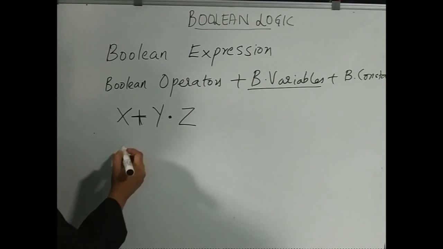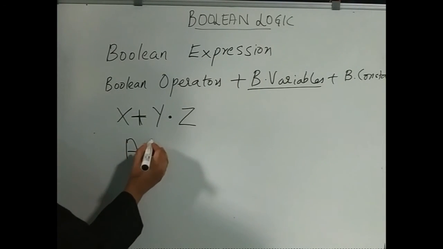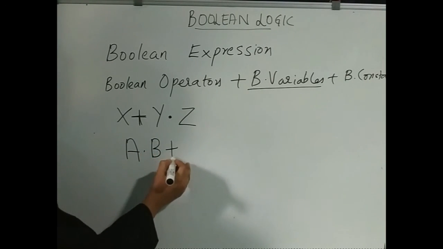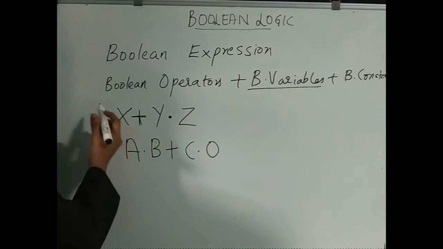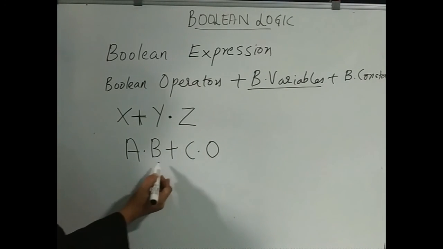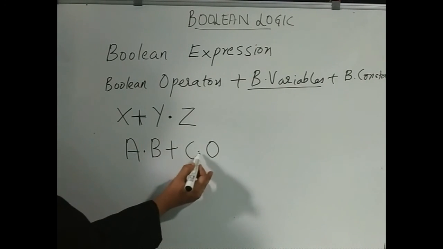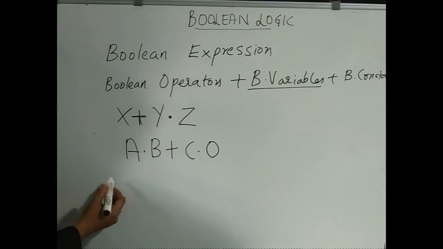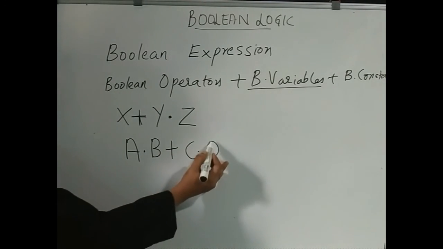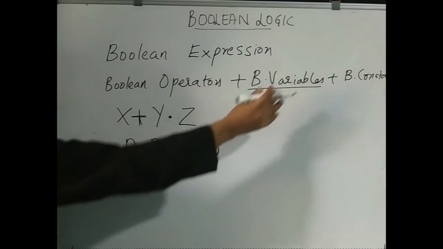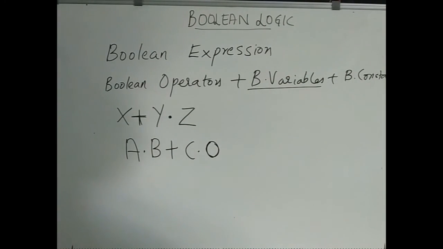Let us take another example. A dot b plus c dot 0. So here this is a meaningful combination of Boolean operators. We have some Boolean operators, dot and plus. Then we have Boolean variables. Yes, A, B, C are Boolean variables. And what is this? 0. It is a Boolean constant. So there should be some meaning for the Boolean expression.